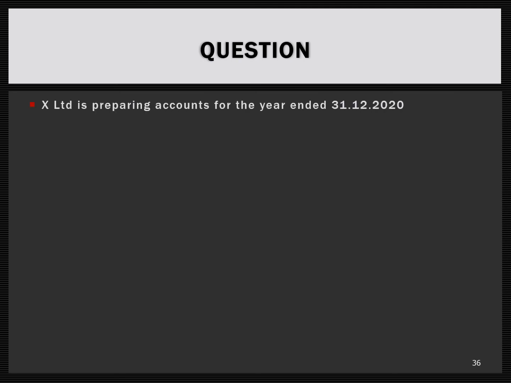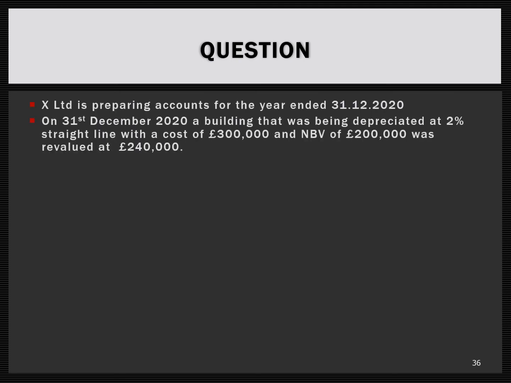Have a look at this one. The accounts are to December 2020, but this time the revaluation was on the 31st of December 2020. And the building was being depreciated at 2% on a straight line basis. The original cost was 300,000. The carrying value at the start of the year was 200,000. And it's been revalued at the end of the year at 240,000. See if you can work out what the depreciation this time will be for the year ended 31st of December 2020, and just pause the video to do that.